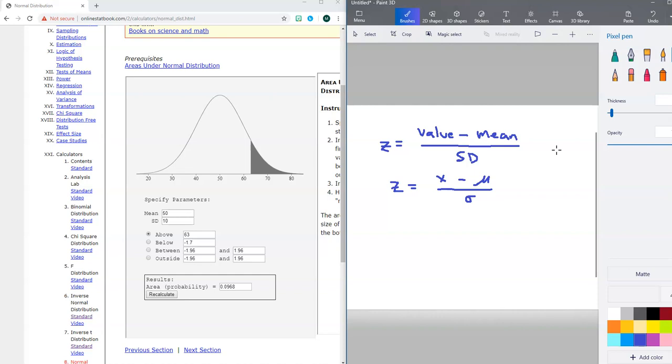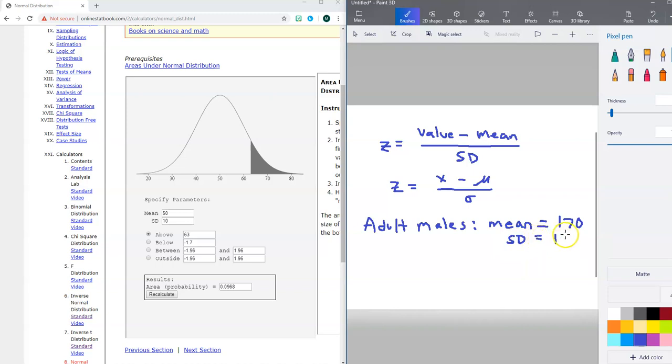All right, so let me give y'all a hypothetical scenario so I can begin to show y'all how to use the website and how to do these calculations. So let's suppose adult males have, and instead of height, I'm just going to look at weight, let's suppose adult males have a mean weight of 170 pounds. So a mean of 170 and a standard deviation of 15.